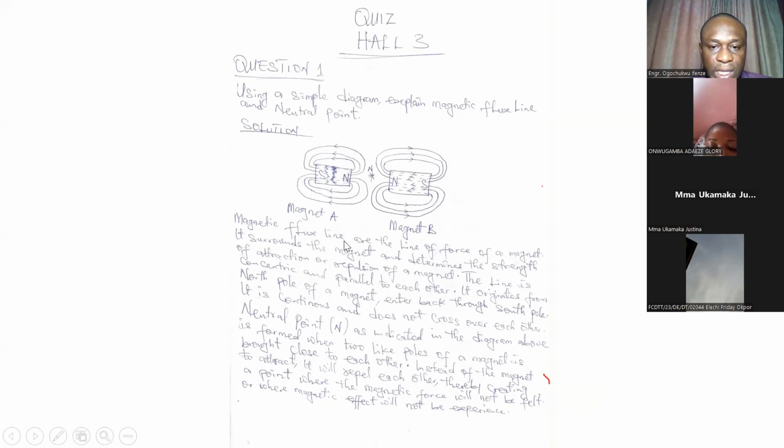So magnetic flux lines are the lines of force of a magnet. They surround the magnet and determine the strength of attraction or repulsion of a magnet. The lines are concentric, meaning that they are circular. Each of the lines is circular, originates from the North Pole and enters through the South Pole and is continuous in nature. Each of the lines is equidistant and they do not cross each other.